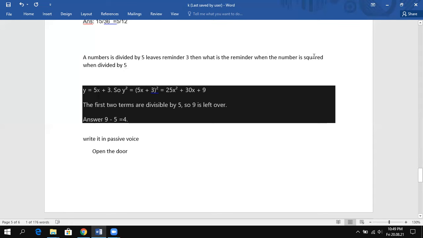When the number is squared, y is equal to 5x plus 3, so we are squaring on both sides. Once we square both sides, we expand this equation. Now it is squared, and this number has to be divided by 5. 25 when divided by 5 is perfectly divisible. 30 when divided by 5 is also perfectly divisible, but 9 is not. 9 when divided by 5 would result in a remainder of 4. That's it, right? So the answer is 4.